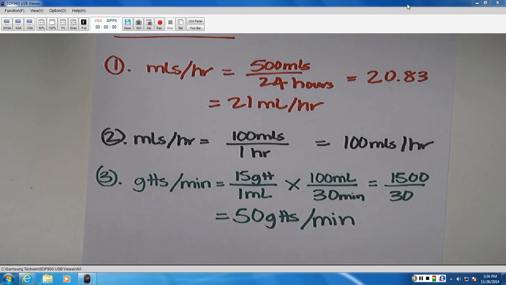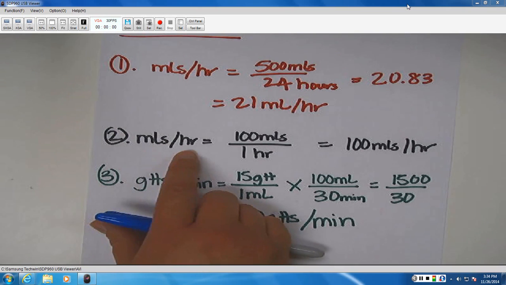Number 2 is just as easy. Number 2 states a patient with genital herpes, that's a fun one, has an order for acyclovir 400 milligrams IV piggyback every 8 hours. The acyclovir is dissolved in 100 mLs of 0.9% normal saline and is to be infused over 1 hour. How many milliliters per hour should I program the pump? I am solving for milliliters per hour.